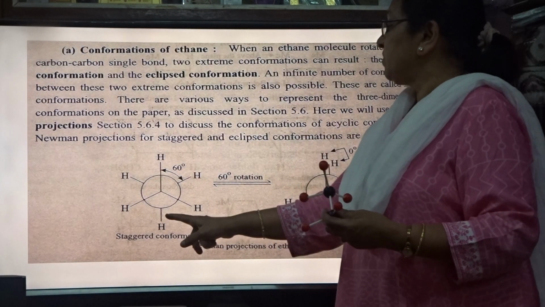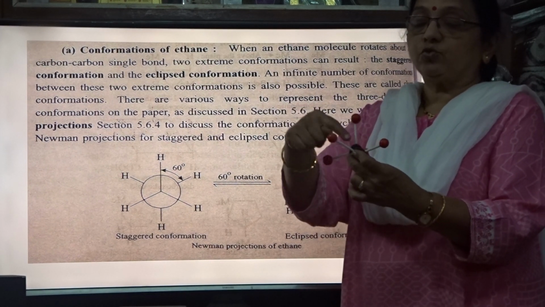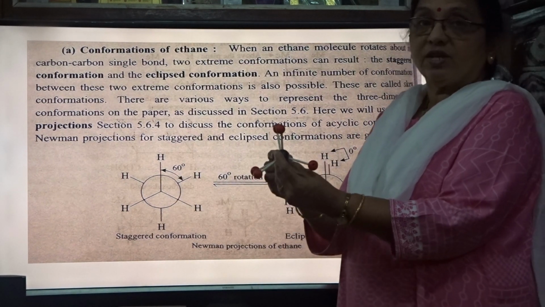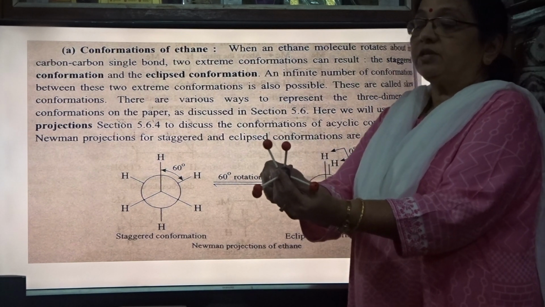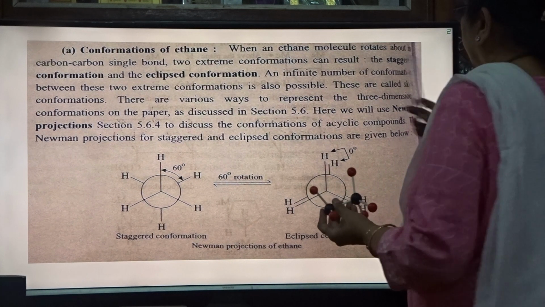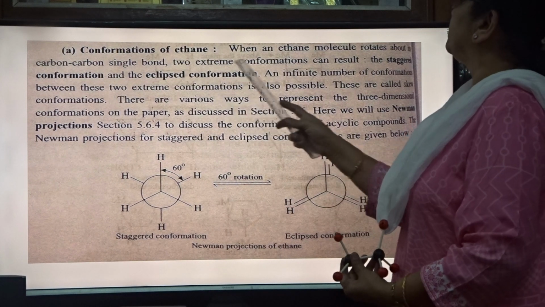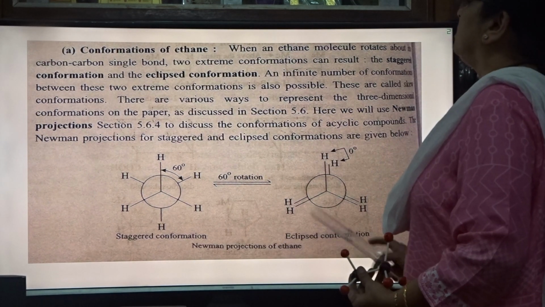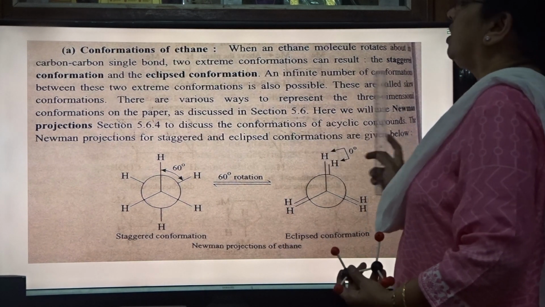Conformation of ethane. This is the staggered conformation, when the hidden hydrogen is in between the front ones. And when it is facing one behind the other, this is the eclipsed conformation. When an ethane molecule rotates about the carbon-carbon single bond, two extreme conformations can result, the staggered and the eclipsed. An infinite number of conformations between these two extremes is also possible. These are called skew conformations.